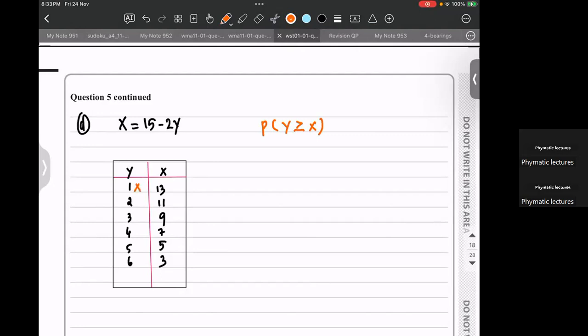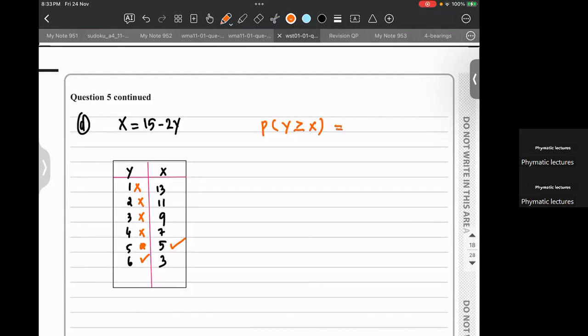Here y is not greater than x because 1 is not greater than 13. 2 is also not greater than 11. 3 is also not greater than 9. 4 is also not greater than 7. But 5 is greater than or equal to 5, so that means it is possible. Even this is also possible because 6 is greater than 3.